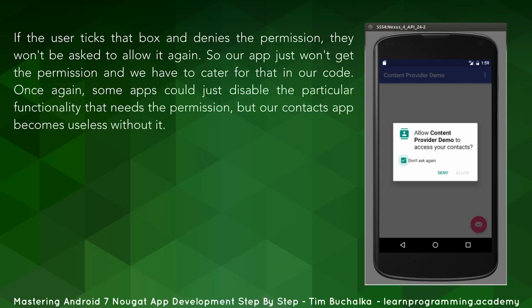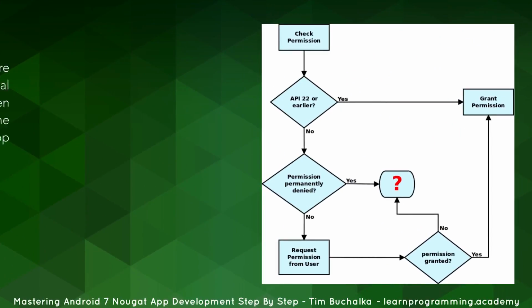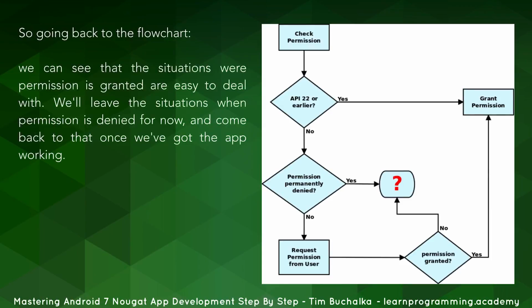Now once again, some apps could just disable the particular functionality that needs the permission, but our contacts app becomes pretty useless without it, given that all it really does is access the contacts. So going back to this flowchart, we can see that the situations where permission is granted are easy to deal with, and we'll leave the situations where permission is denied for now and come back to that once we've got the app working.